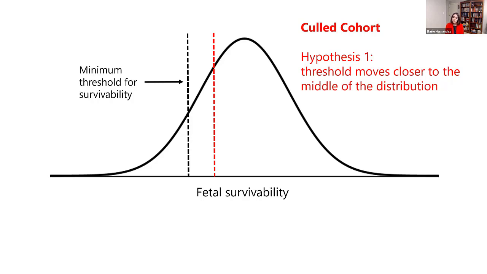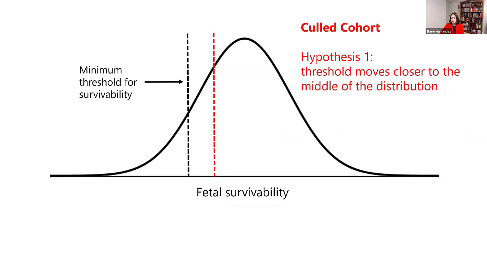With this, you end up with a culled cohort. This means that a greater number of fetuses did not survive. They were spontaneously aborted, and what you end up with is a smaller cohort, but because that fetal survivability distribution does not change, they are on average healthier. So you end up with a culled cohort that is on average healthier in the first hypothesis.